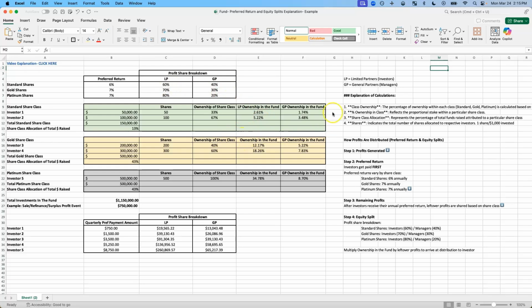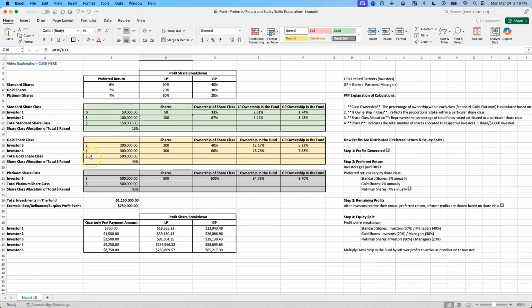Now we've put together an example spreadsheet of 5 investors in this fund. For instance, you have investor 1 who's invested 50,000, investor 2 100K, investor 3 200, investor 4 300, and investor 5 500K. And that allocates into those different share classes based on the minimum investment needed. So from here, every share is worth $1,000. So to get to your number of shares, you have 50,000, you divide it by 1,000, and you get your total number of shares.